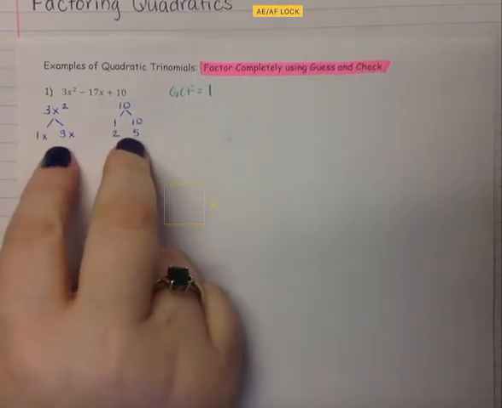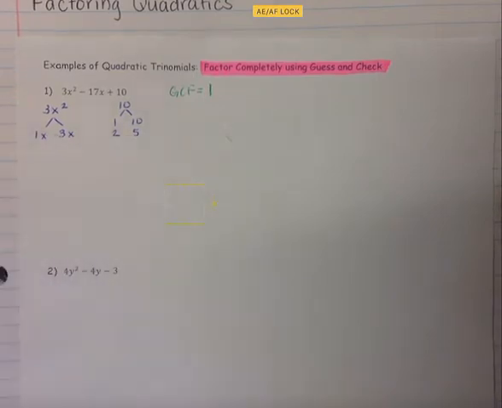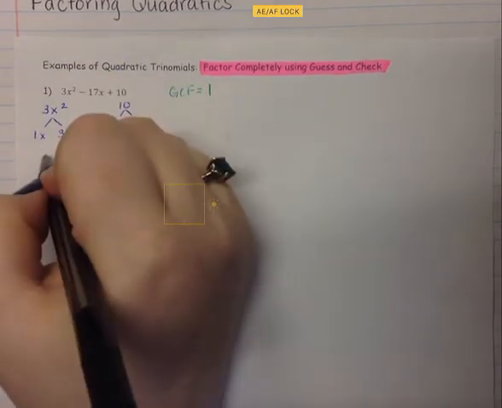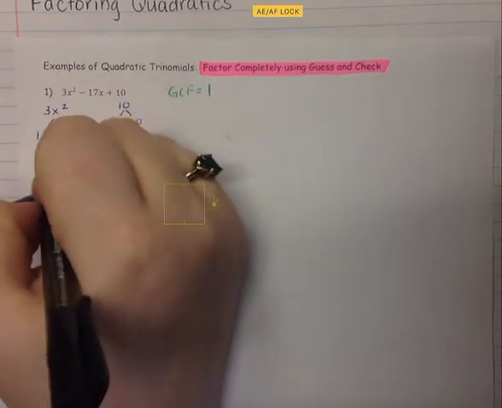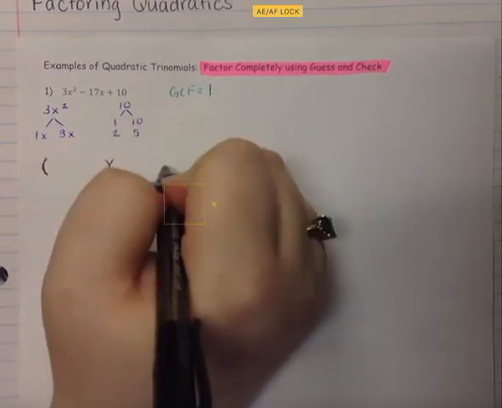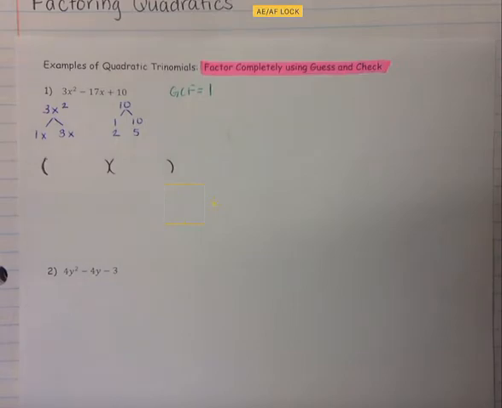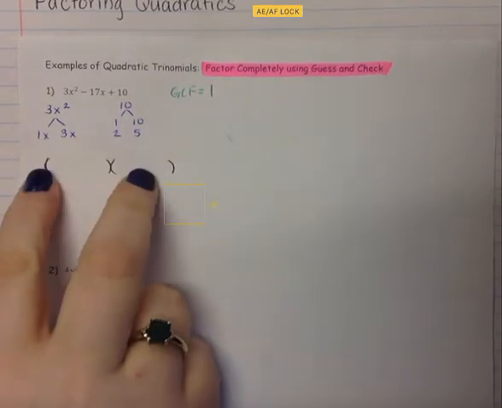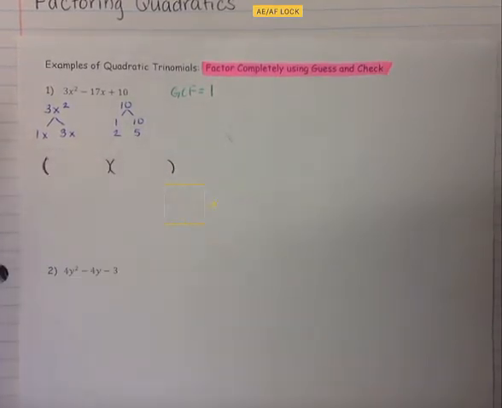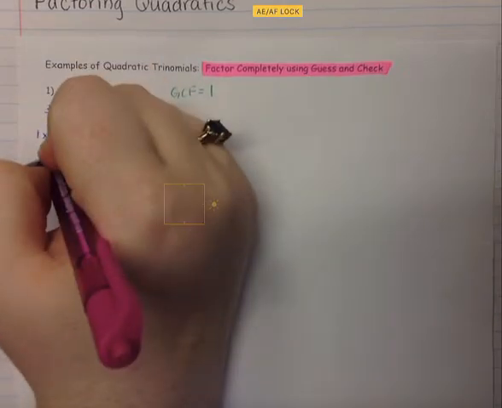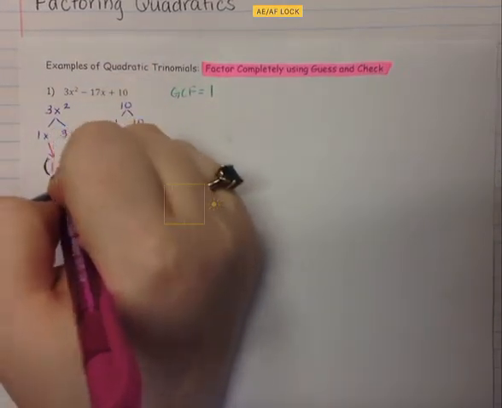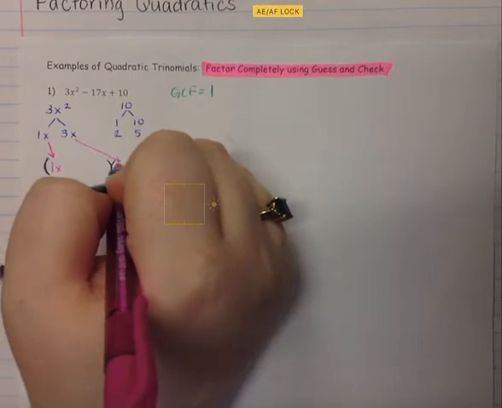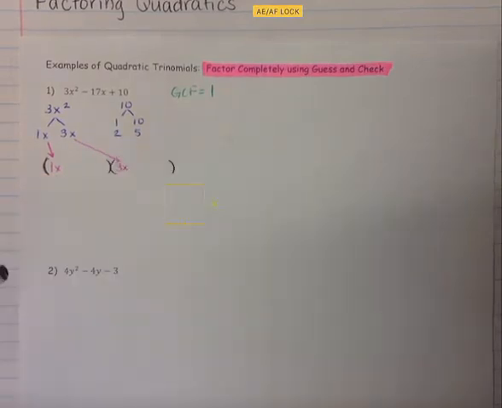So I'm going to guess to see which ones go into the front. So I know I'm going to have 2 sets of parentheses. So I'm going to write out my 2 sets of parentheses. My ax term, or the factors of my ax squared, go into the front of the parentheses. So I'm going to put my ax, so my 1x will go in the front here, and then my 3x will go into the front here. Again, I'm guessing to see which numbers will go where.